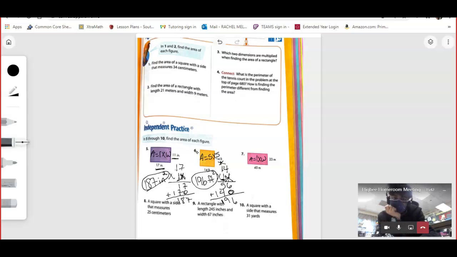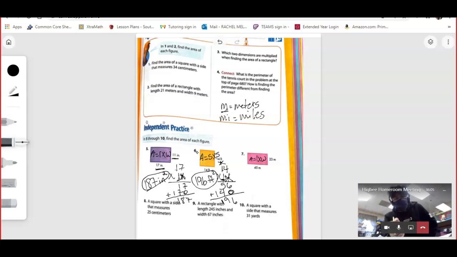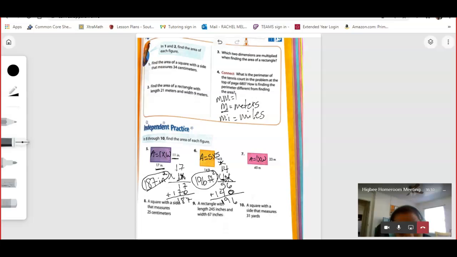What's my unit of measure this time? Meters. Yeah. I'll tell you that. So m is meters, because sometimes we get confused with that. Mi is miles. And mm is millimeters, right? Yes. Then we have cm is centimeters. Okay. So we got to make sure we're paying attention to those.